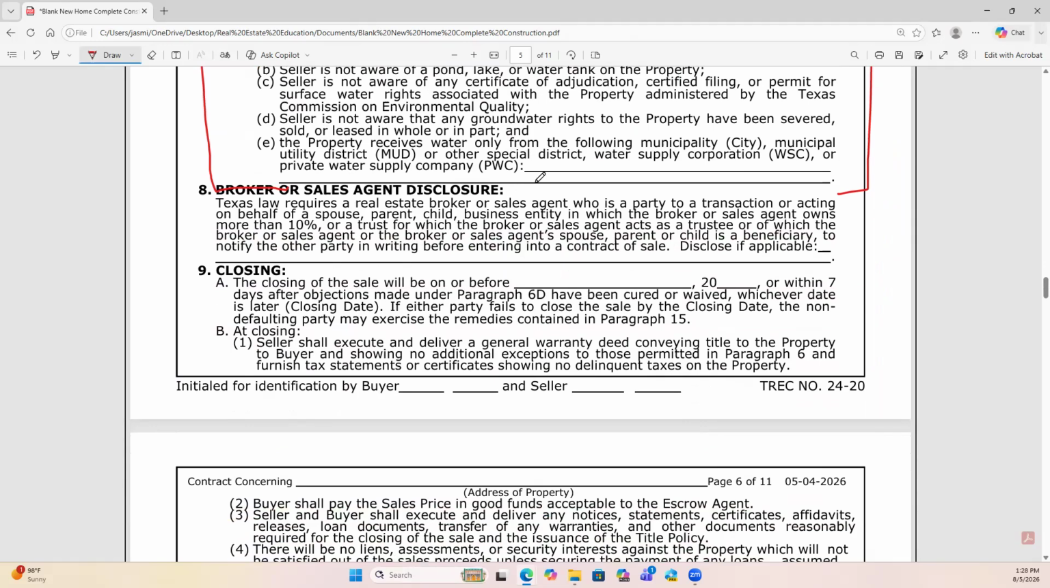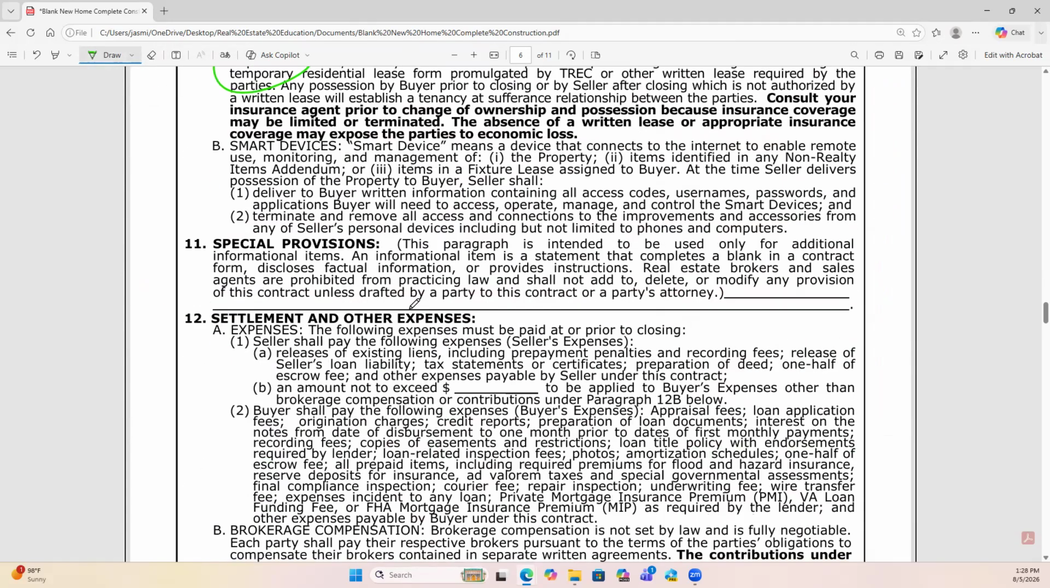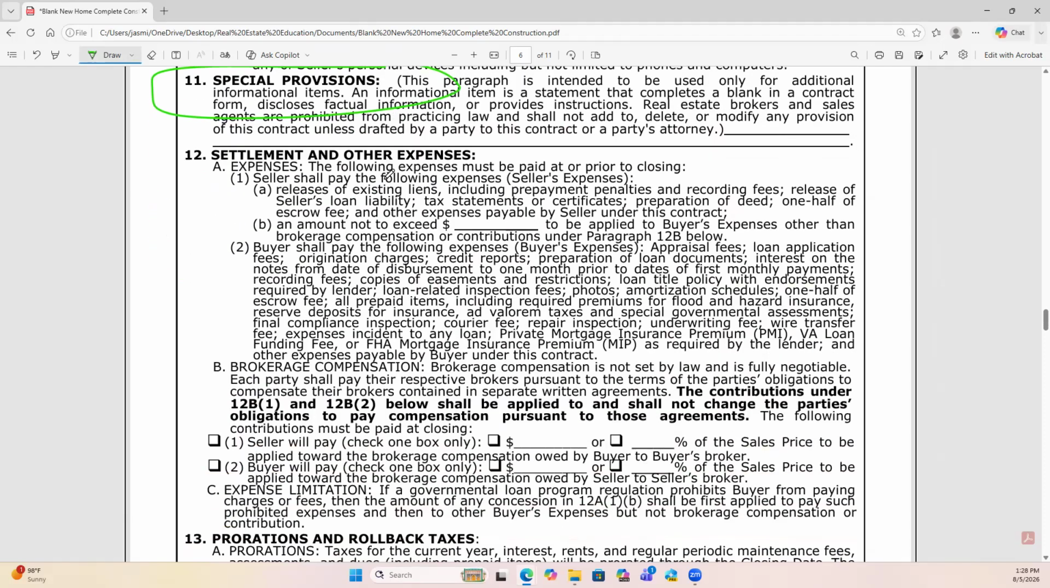The broker disclosure, who's related or which broker on either side is attached to this contract as far as a party. The closing date, none of this has changed. All of this is the same here and here. We're going to see the same here in possession. Is it at closing and funding? Same there in special provisions.